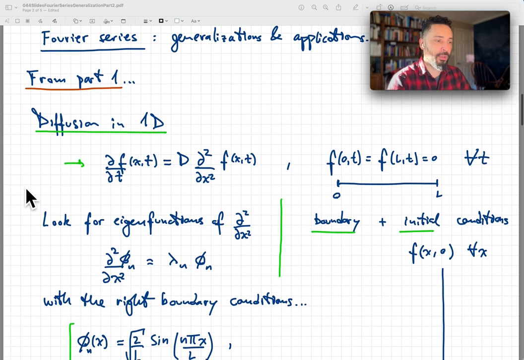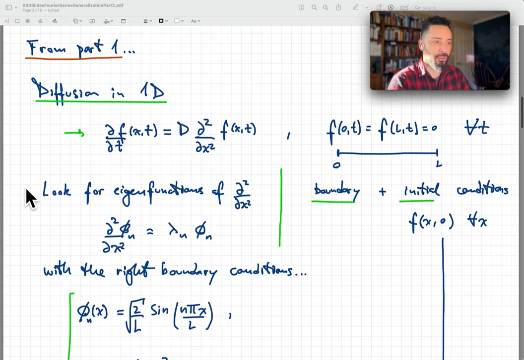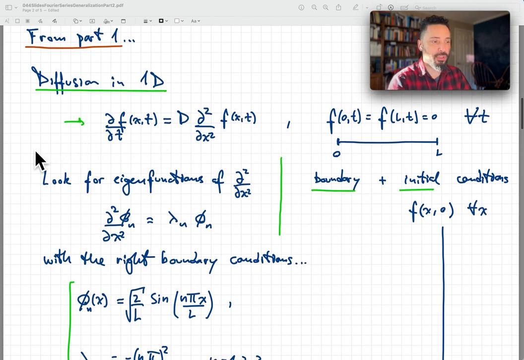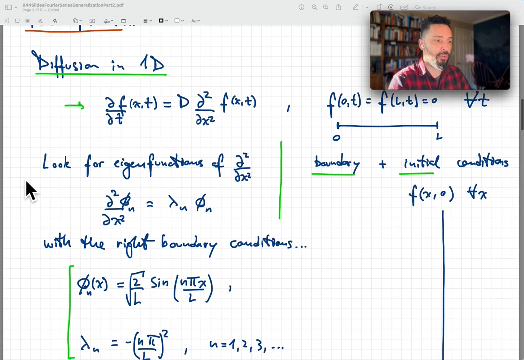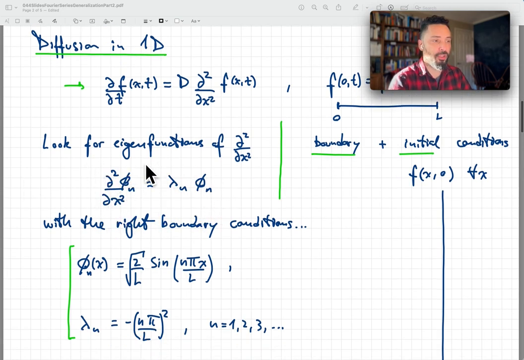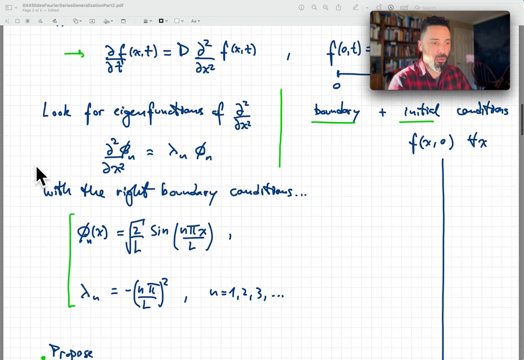And what we saw last time in part 1 was that to solve this problem, one way to proceed is to start looking for eigenfunctions of the second derivative operator with the proper boundary conditions. And so this is your secular equation for the eigenfunctions of that second derivative operator. What we know also from previous videos is that those properly normalized eigenfunctions are these phi n of x. They're given by square root of 2 over L sine of n pi x over L. And the lambda n's are minus n pi over L squared, with n equals 1, 2, 3, and so on.